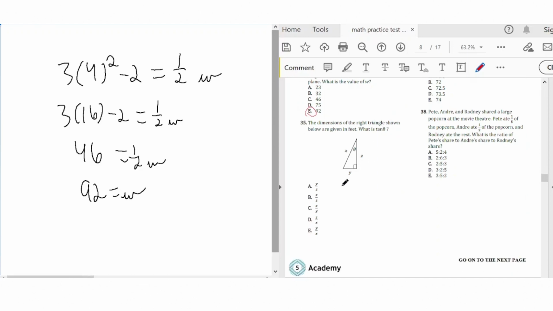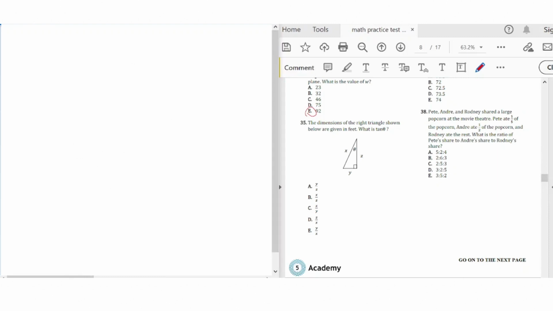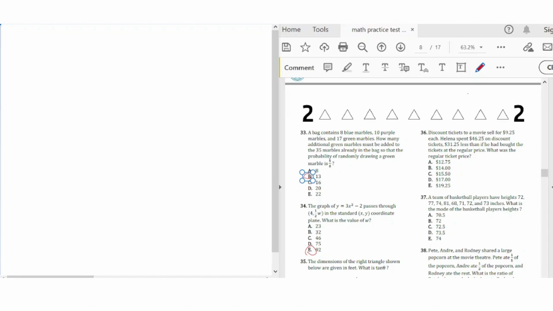Moving on to 35. The dimensions of the right triangle shown below are given in feet. What is the tangent of theta? Now remember what I said about SOH CAH TOA, some old horse came another horse taking oats away. What we're concerned about here is the TOA part, taking oats away. Tangent is opposite over adjacent. That's what that means. We've got our theta right here, our angle. So the opposite is going to be y, and the adjacent is going to be z. Therefore, the tangent of theta is y divided by z. Our answer is A.